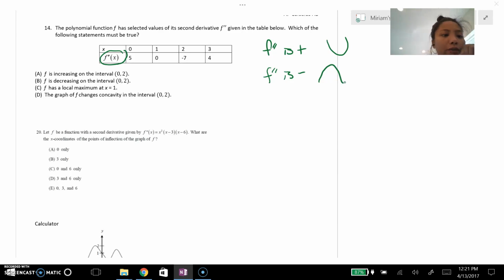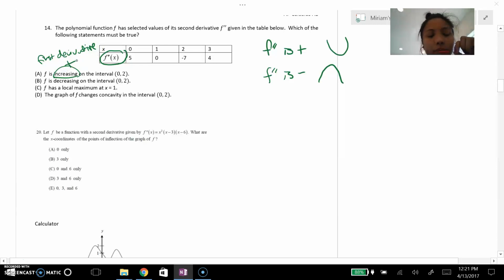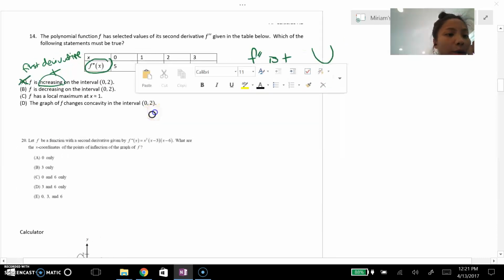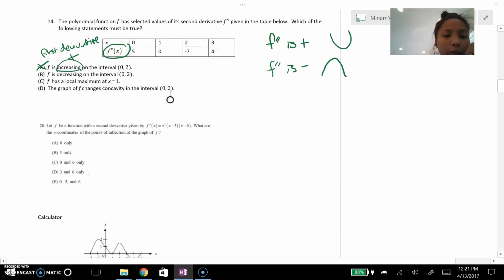So let's look at A. F is increasing on the interval 0 to 2. Is it increasing? 5, 0, negative 7. Well, increasing depends mostly on the information of the first derivative. For increasing, we want the first derivative to be positive. We don't have that information. B. F is decreasing. For decreasing, we want the first derivative to be negative. We don't have that information.